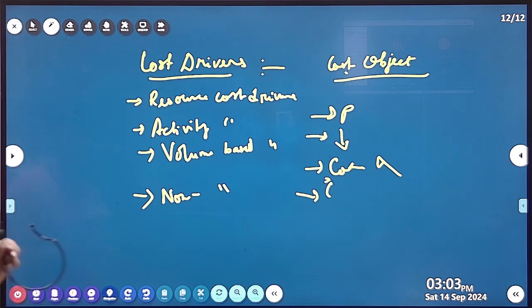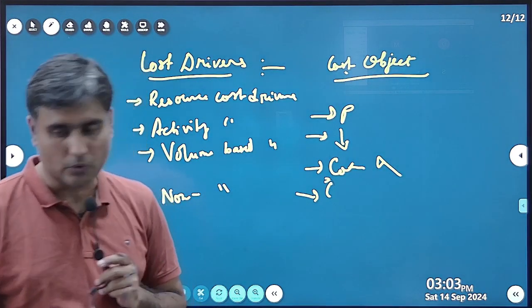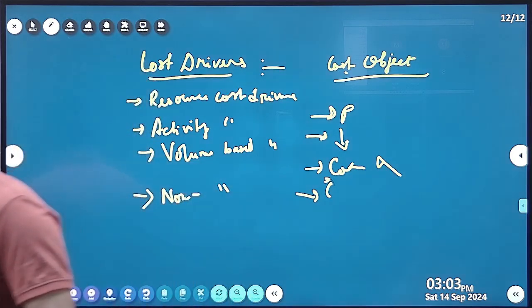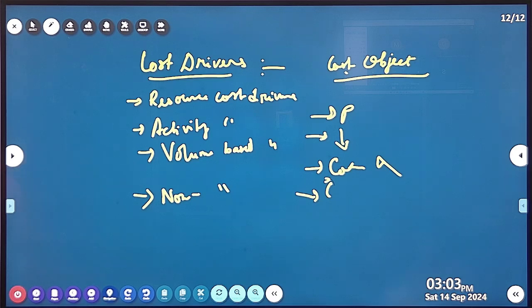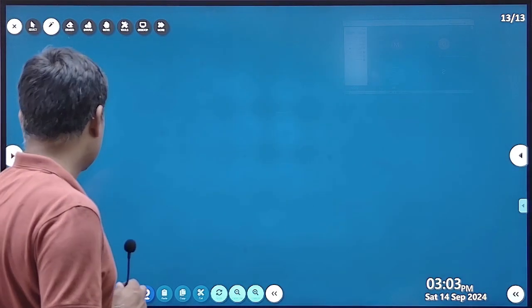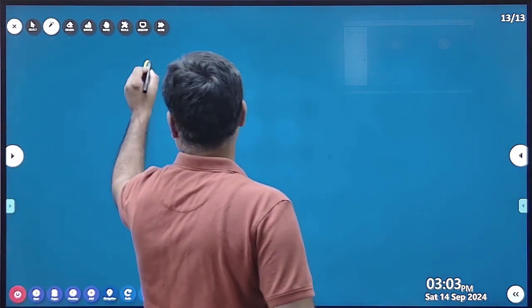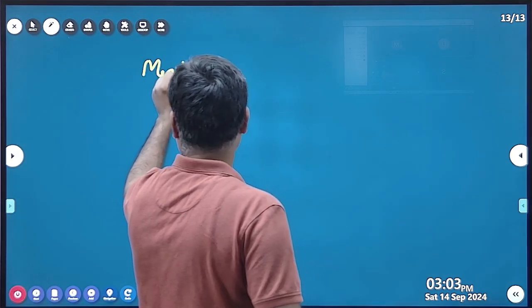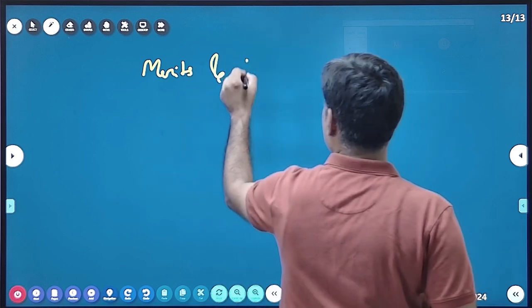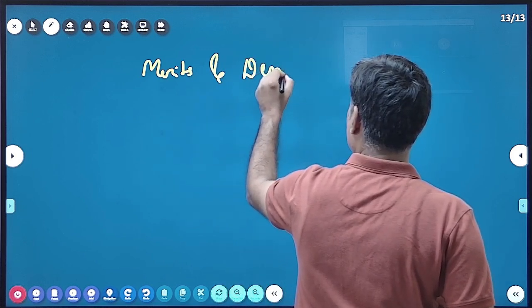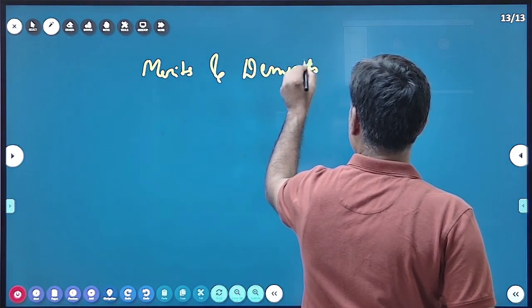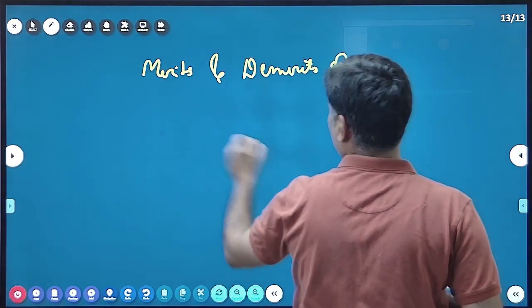So we have come to an end of chapter 2.4. Chapter 2.5 gives us some merits and demerits of ABC.